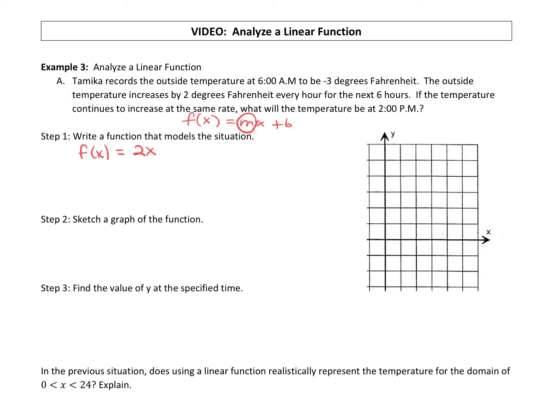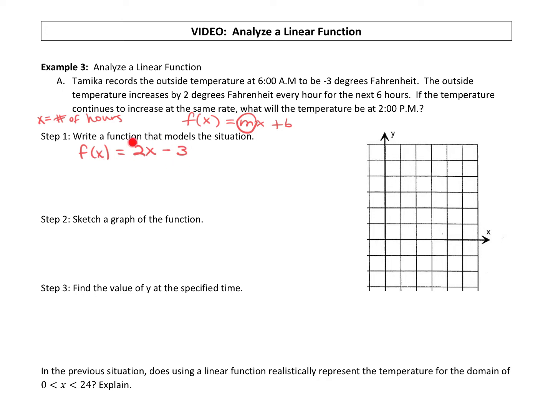So maybe we should take note of that. x equals number of hours. And then when we took the temperature at 6 a.m., the temperature was -3, so we're going to say -3. If x is 0, if 0 hours have passed, 2 times 0 is 0, our temperature would be -3. -3 is the temperature at 6 a.m. So there's our function.